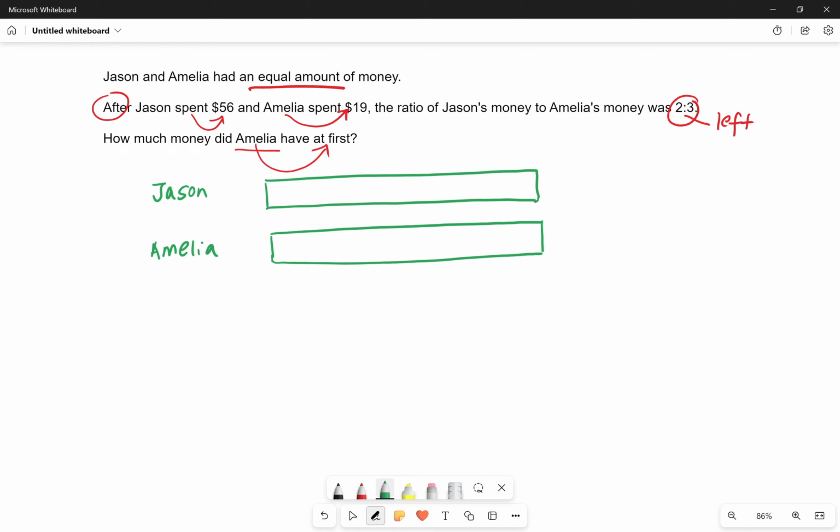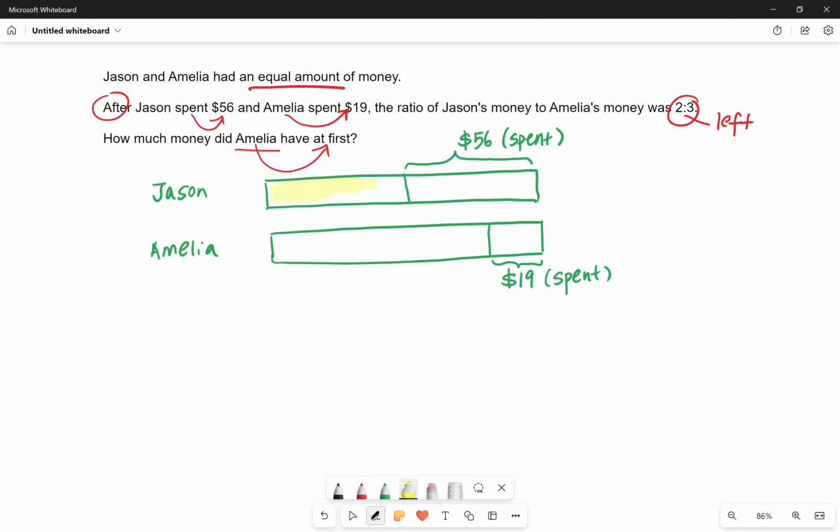So since Jason spent $56, we are going to cut off $56 from the amount of money that Jason has to show that this is the proportion of money that he has spent. Likewise for Amelia, since she spent $19, we are going to apportion $19 out of the amount of money that she has to show that she spent $19.